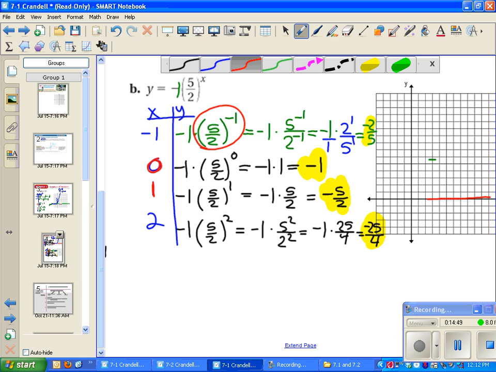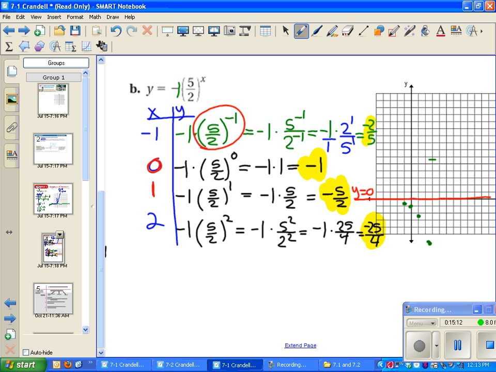If you drew it right at the x-axis, you are awesome. That is the asymptote. And then when we draw our points, let's see, at -1, we got -2.5. So below, 0 and -1 is right here. 1 and -5/2, that's -2.5. And 2, that's off our graph right here.